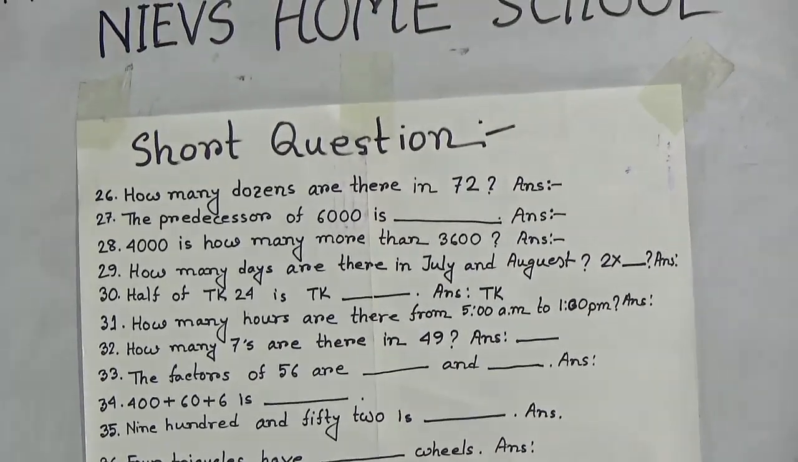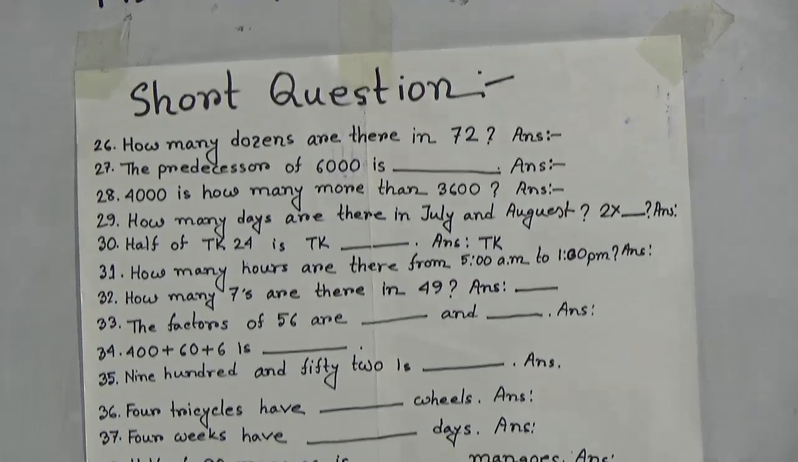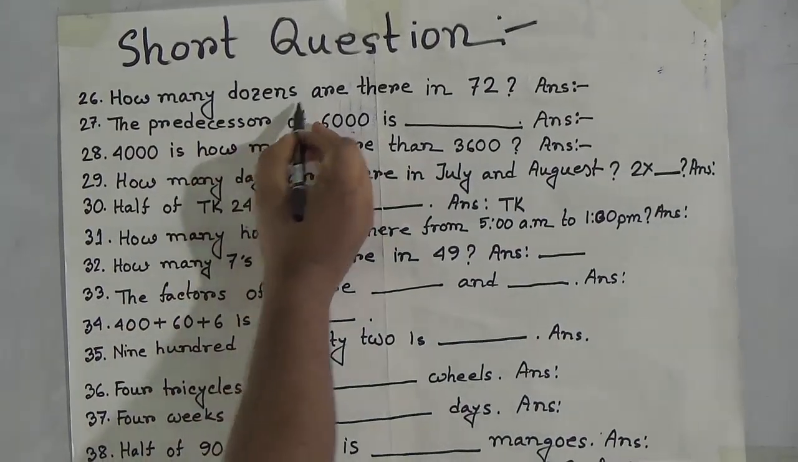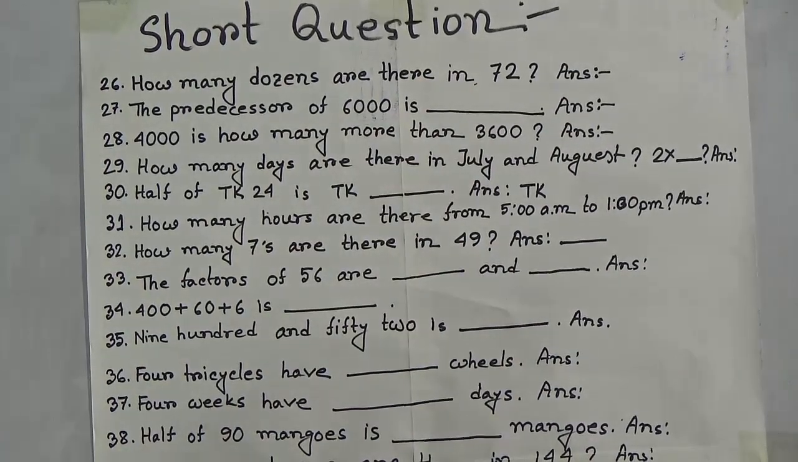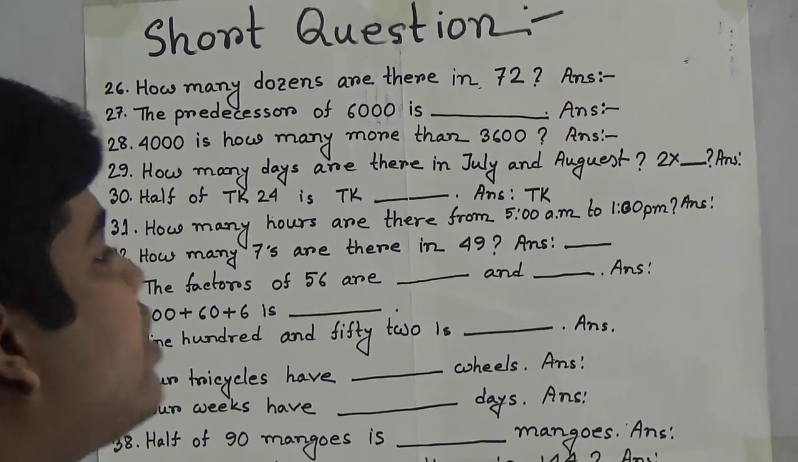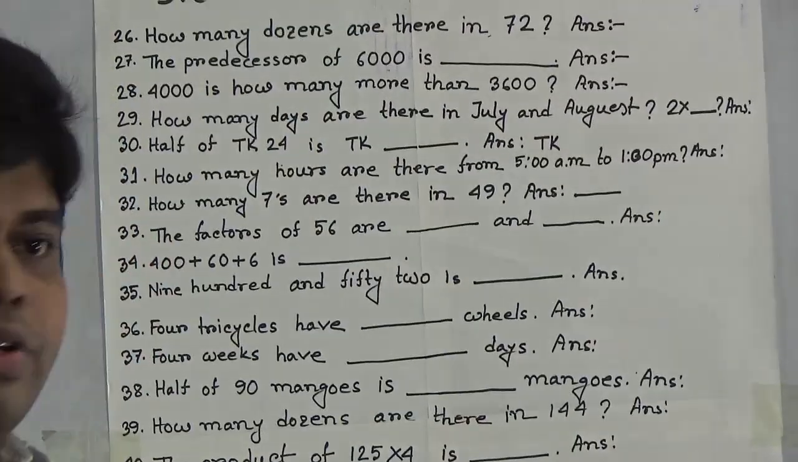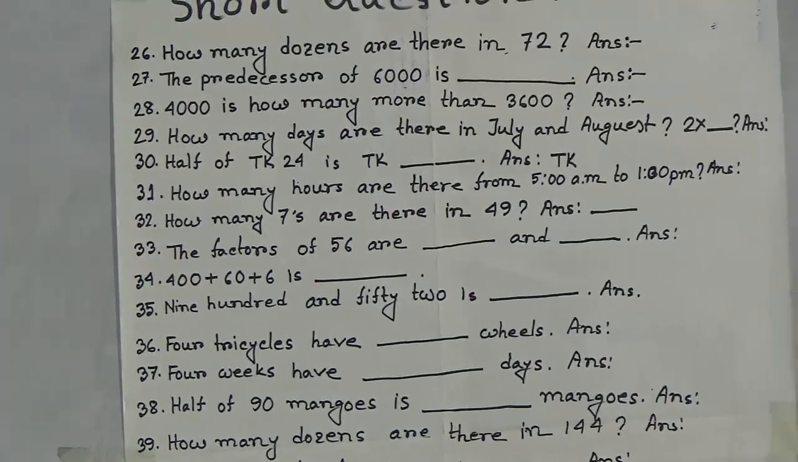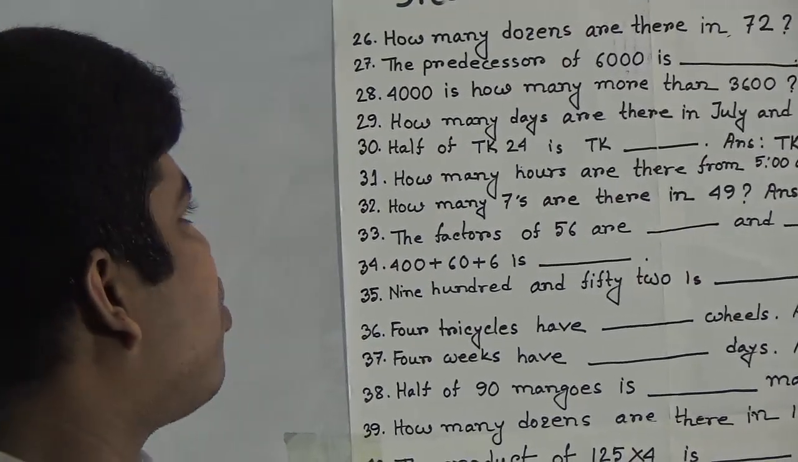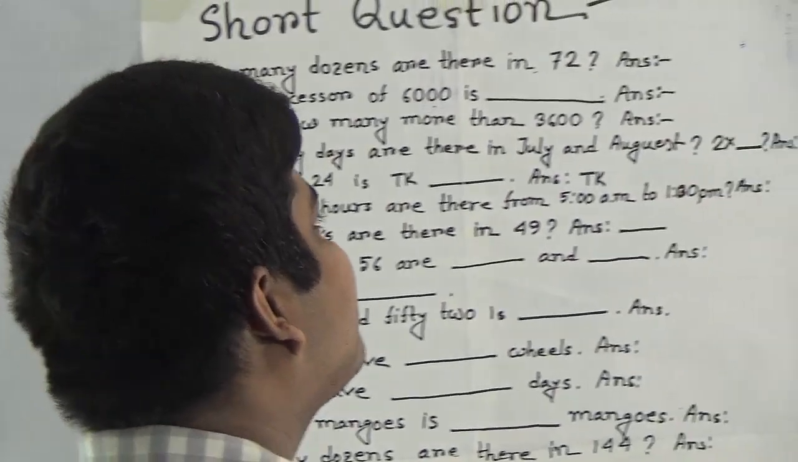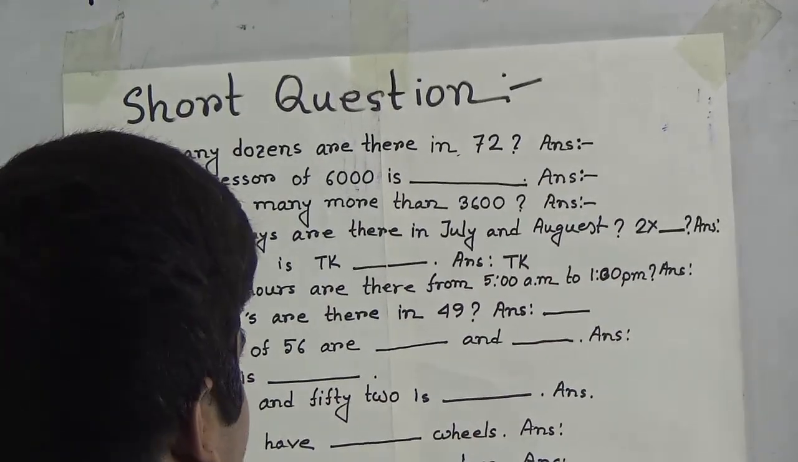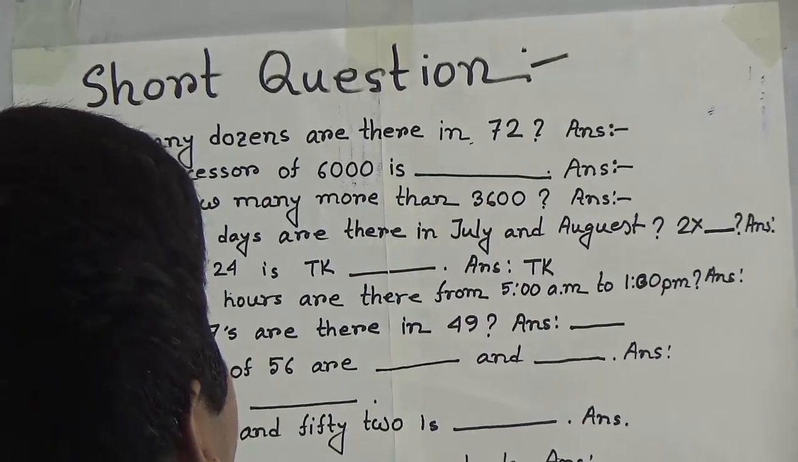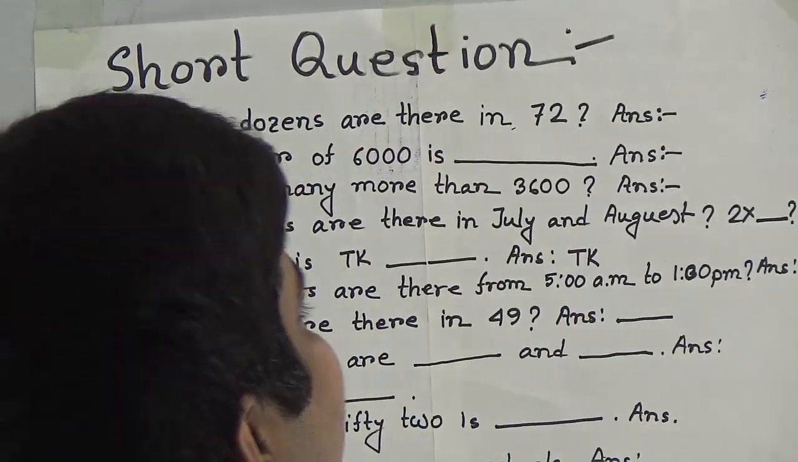The first question is, how many dozens are there in 72? Before starting to solve this math, we need to know 1 dozen equals how many things. Students, do you know 1 dozen equals how many things? Yes, we know that 1 dozen equals 12 things. So, we divide 72 by 12, then we get how many dozens are there in 72.